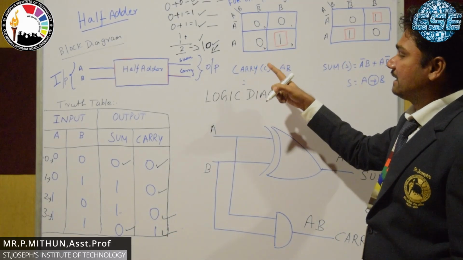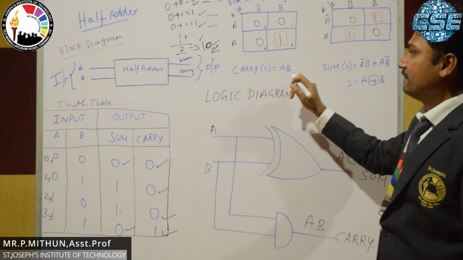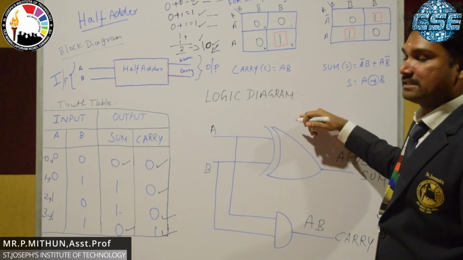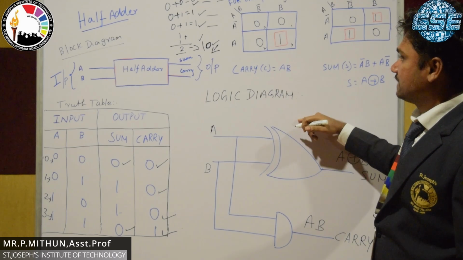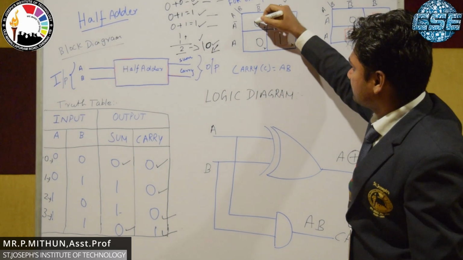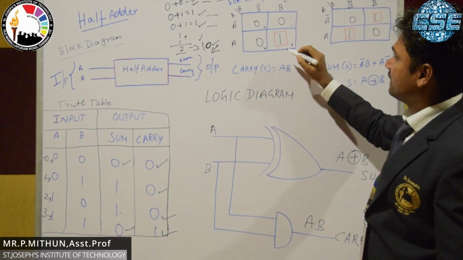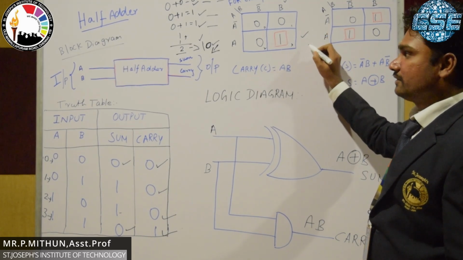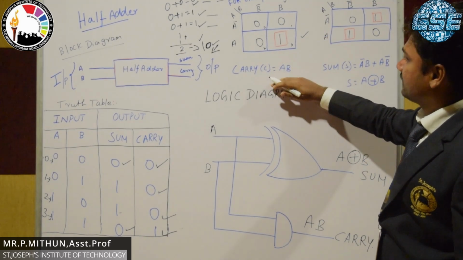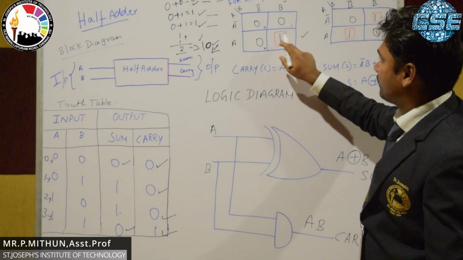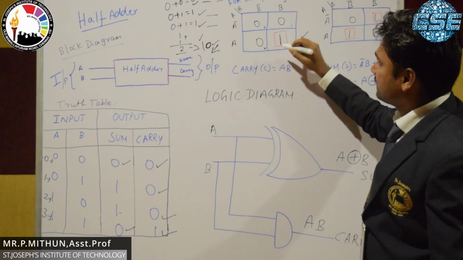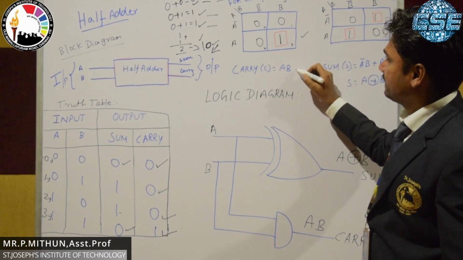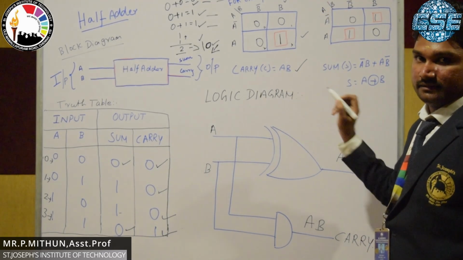We want to create the equations for the logic diagram. For 0, 0, 0, 1, we map the variable as 1, and we map the 1 to create the equation. Here a single 1 is there, so we map it as A and B, A AND B, and we get the carry equation.